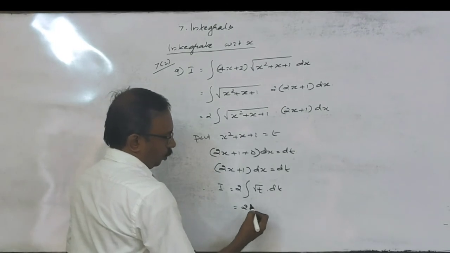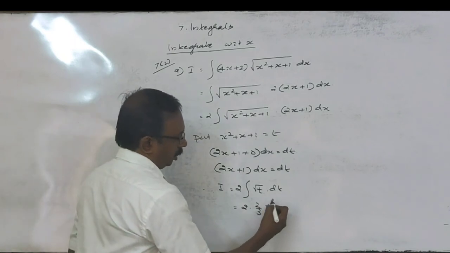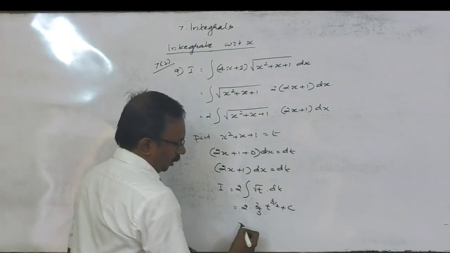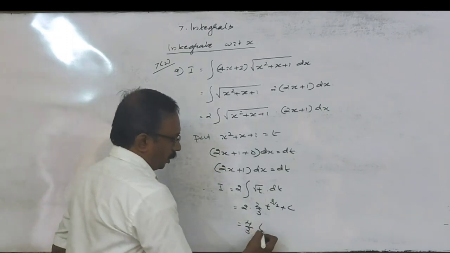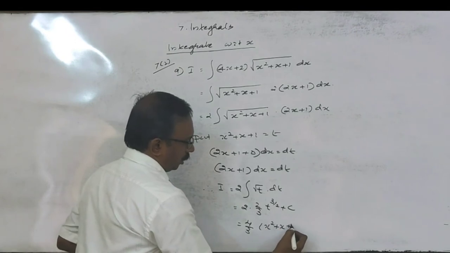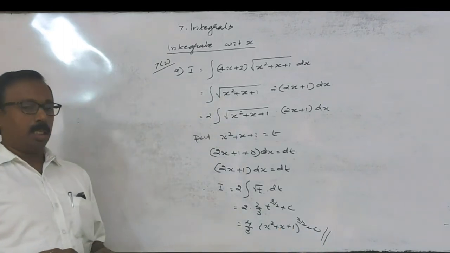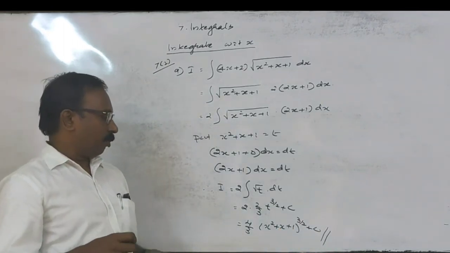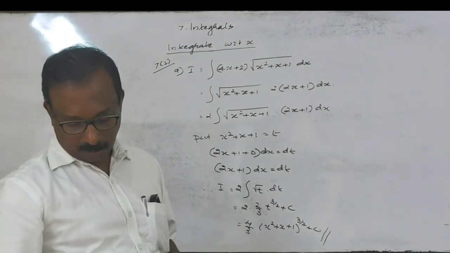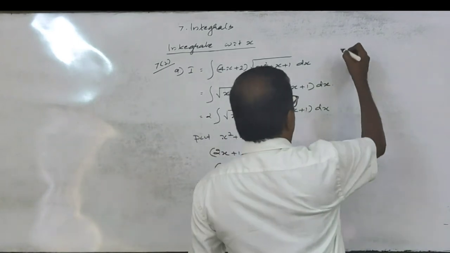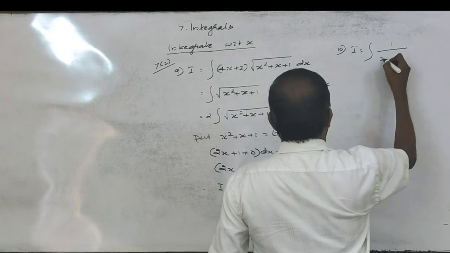So, 2 into root t: the integral of root t is 2 by 3 t raised to 3 by 2 plus c. So the answer is 4 by 3 into t, and instead of t write x square plus x plus 1, the whole raised to 3 by 2, plus c. That is 4 by 3 into x square plus x plus 1, the whole raised to 3 by 2, plus c. This is the answer.